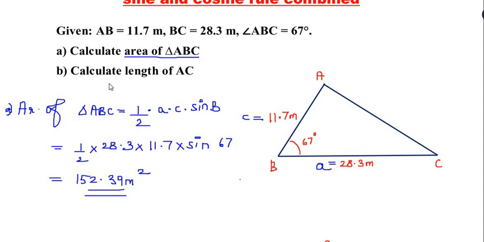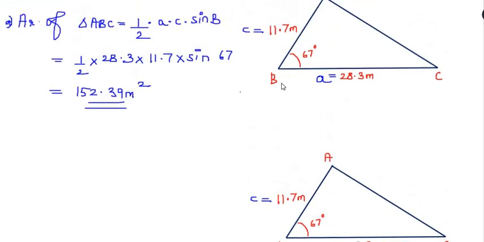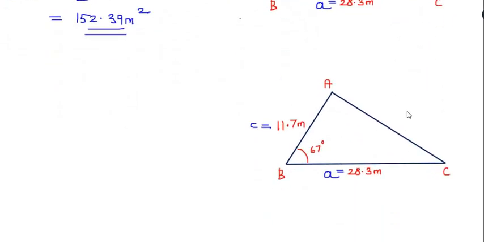Now let us start with part B. Calculate the length of AC. Here I have redrawn the same diagram again. They have asked us to find the length of AC. So we can take it as X. You can also take it as b because it is opposite to angle B. So let me take it as b.